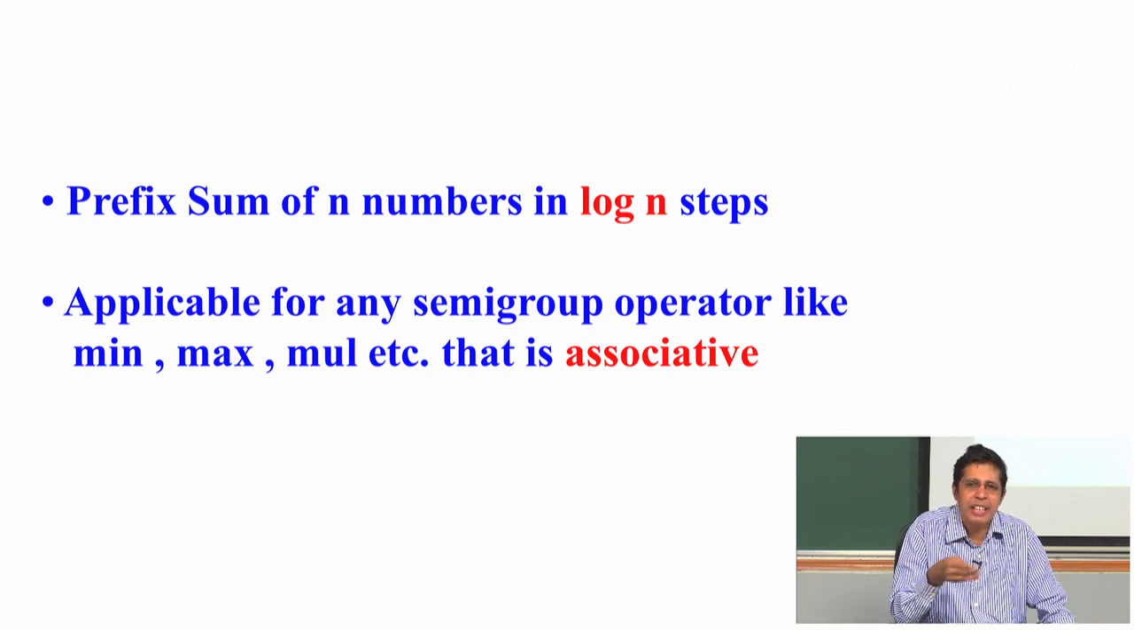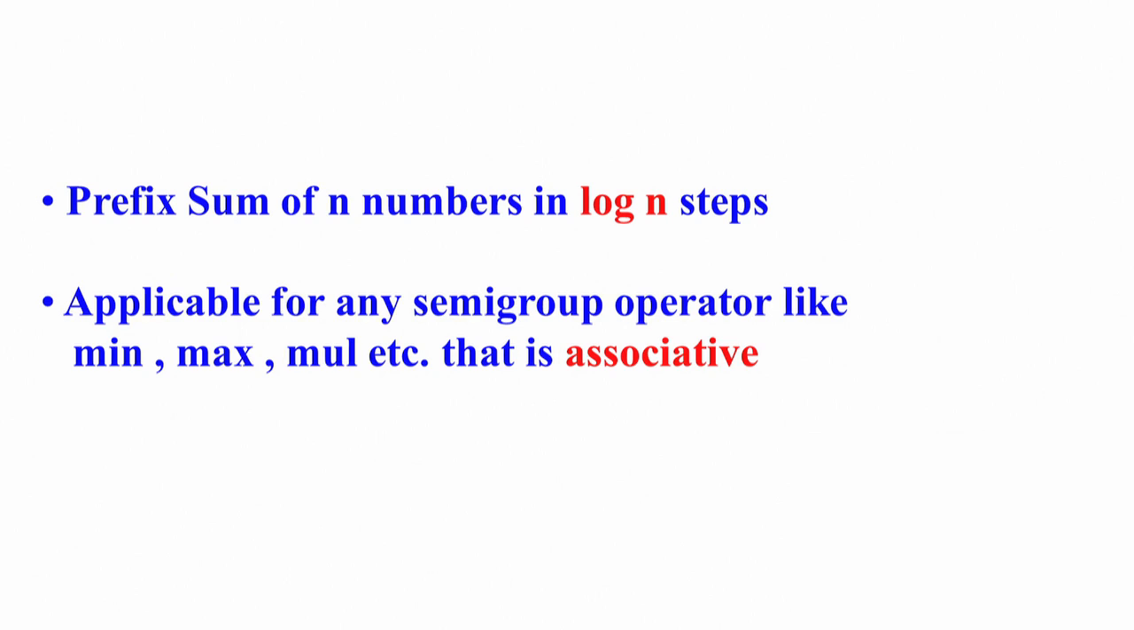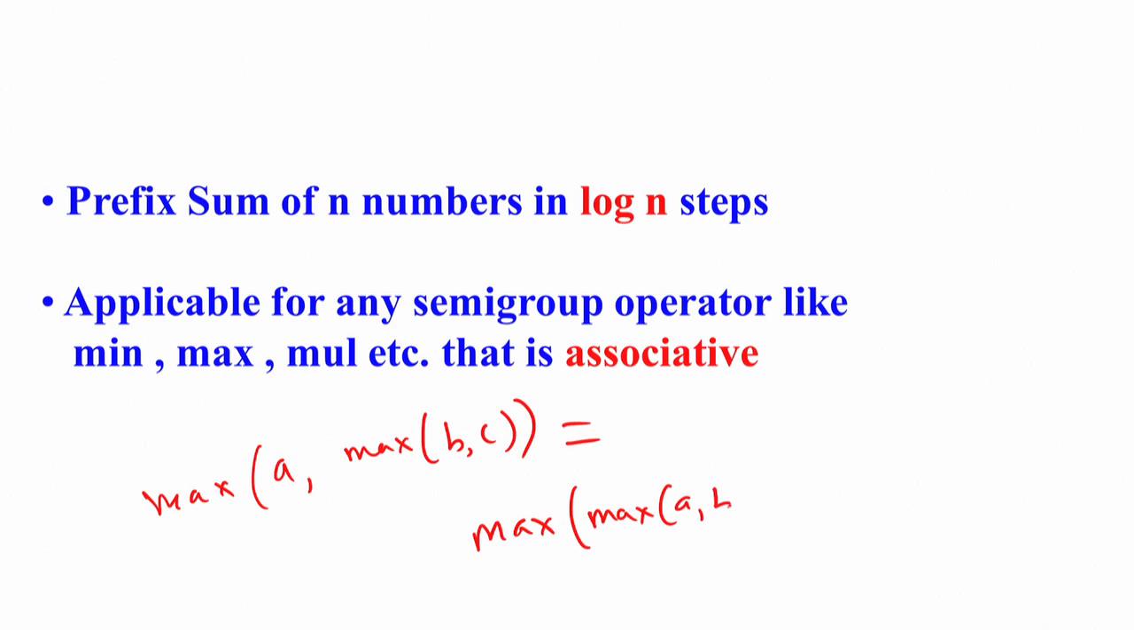So I can do prefix min, I can do prefix maximum, because max of a comma b comma c is max of a comma max of b comma c, right? Max of a comma max of b comma c is equal to max of a comma b comma c, correct. So max is an associative operator. Similarly min, and similarly multiply. Okay, so I can do prefix addition, prefix sum, prefix maxima, prefix minima, prefix multiplication.